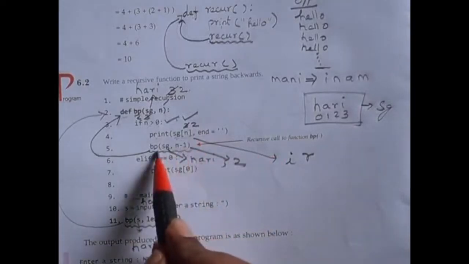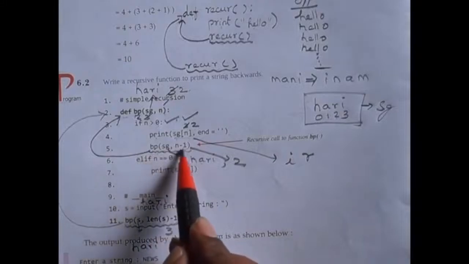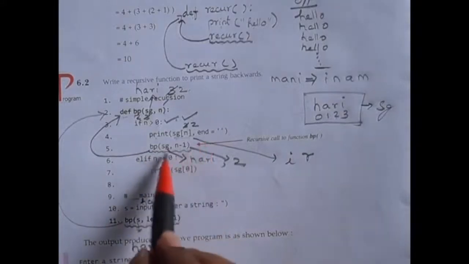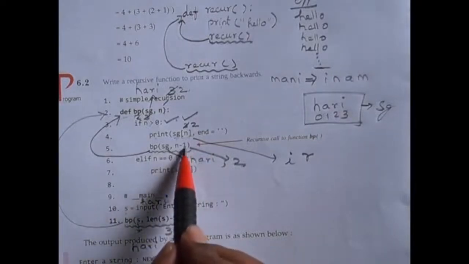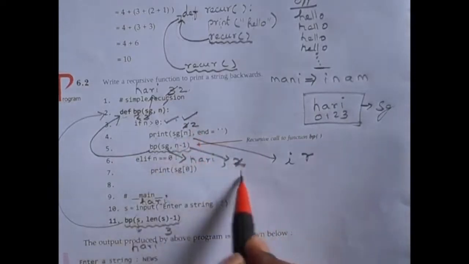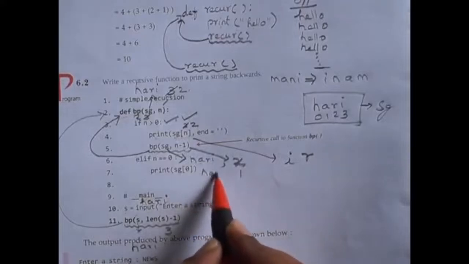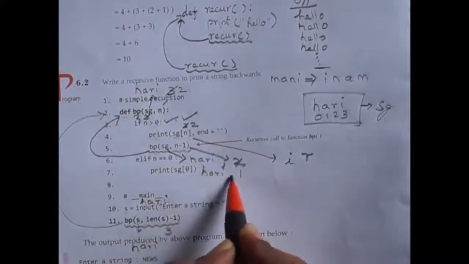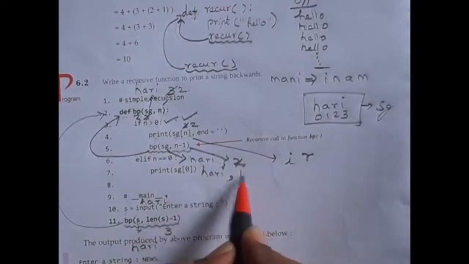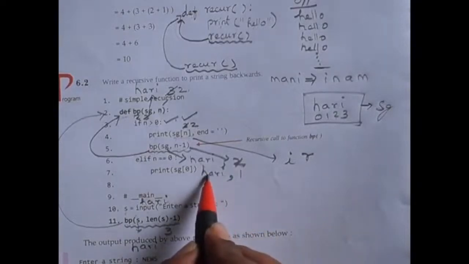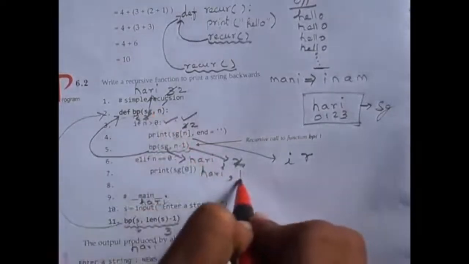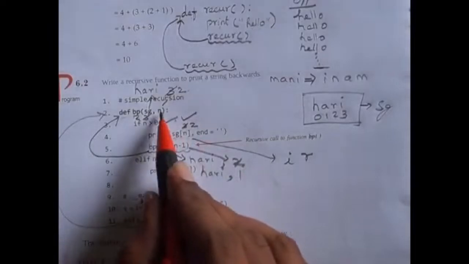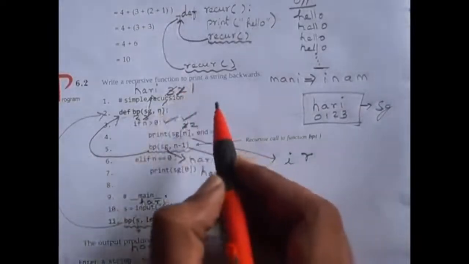Now it will come here. Once again it is a function call statement. What is the value of SG? Of course it is Hari. Then what is the value of N minus 1? Already N value is 2, so N minus 1 means it is 1. So Hari comma 1. These two values will be transferred here. SG value is Hari, and N value is 1.